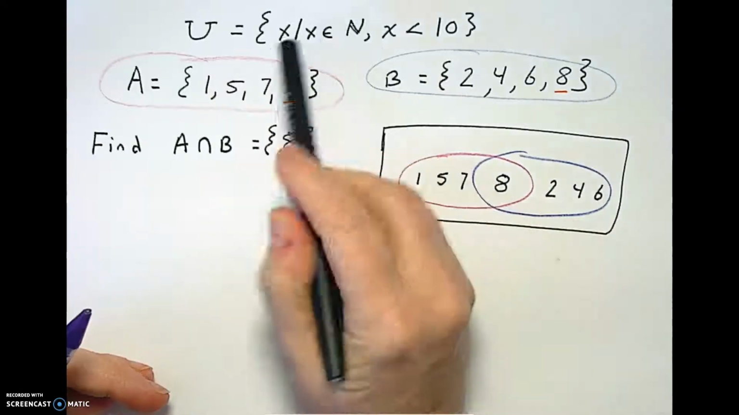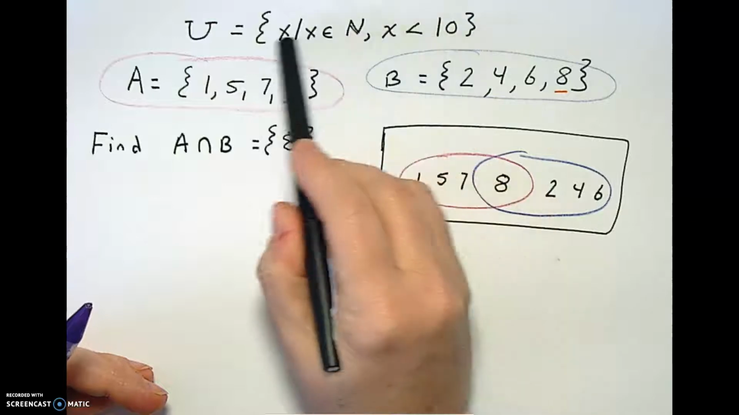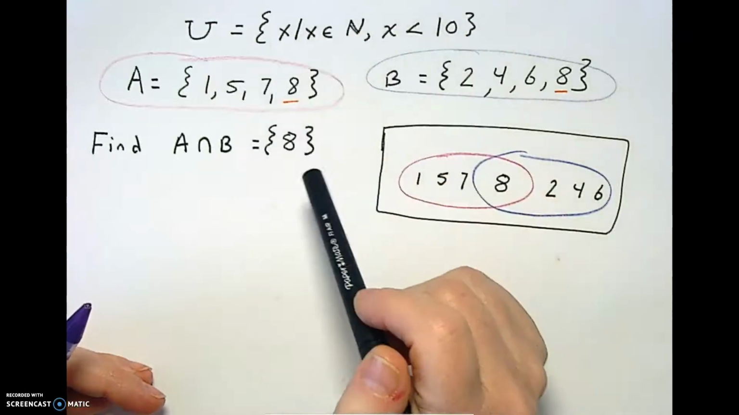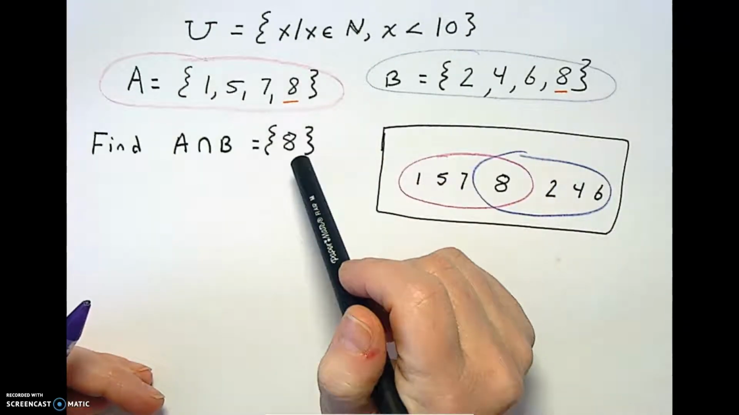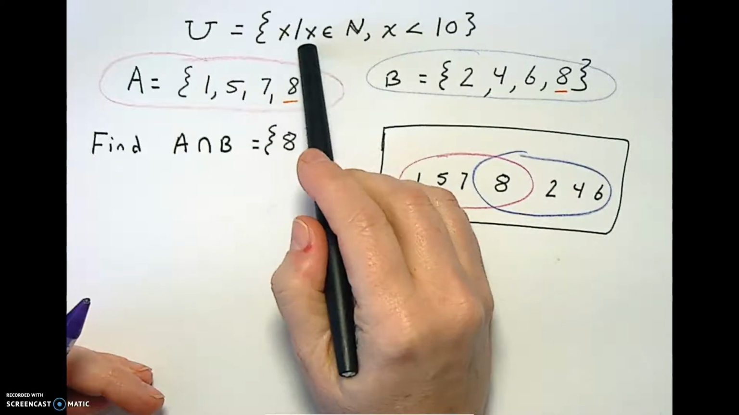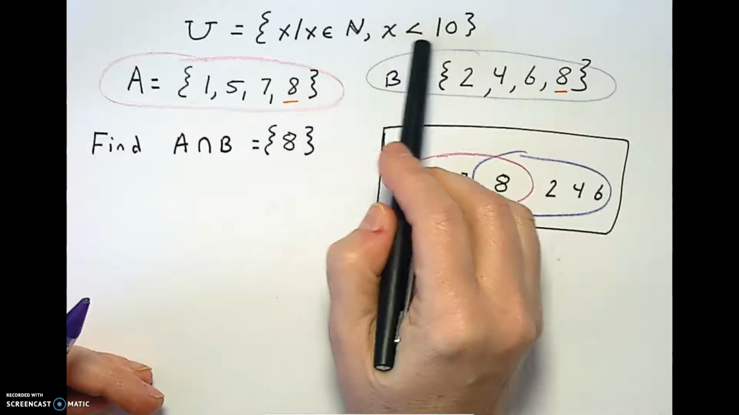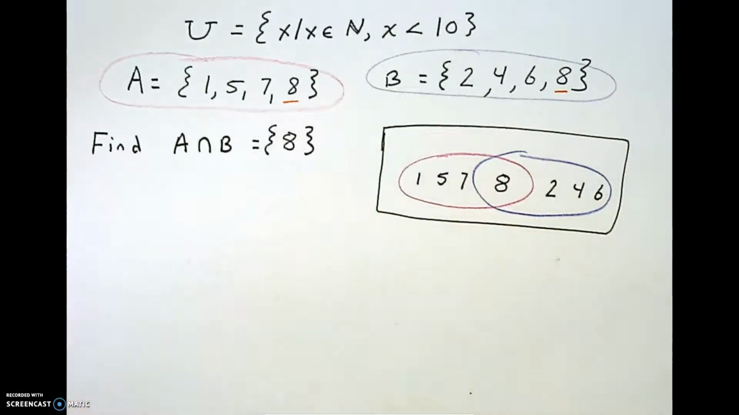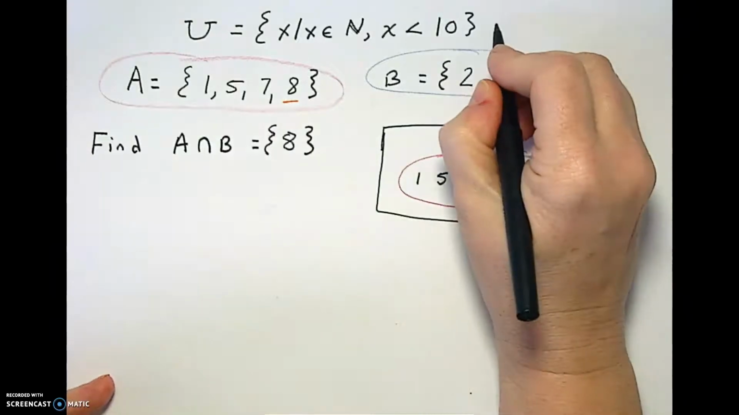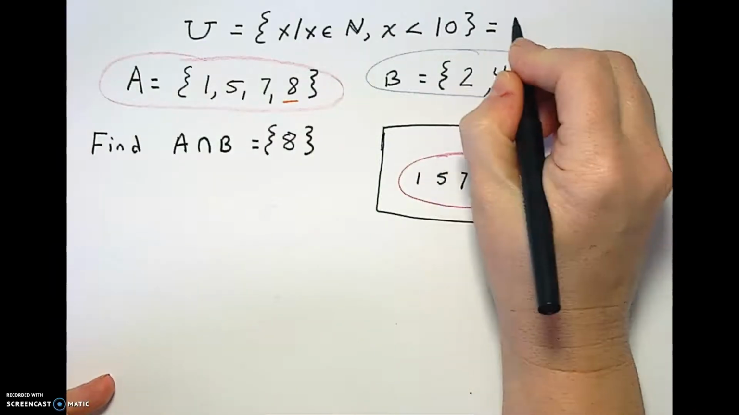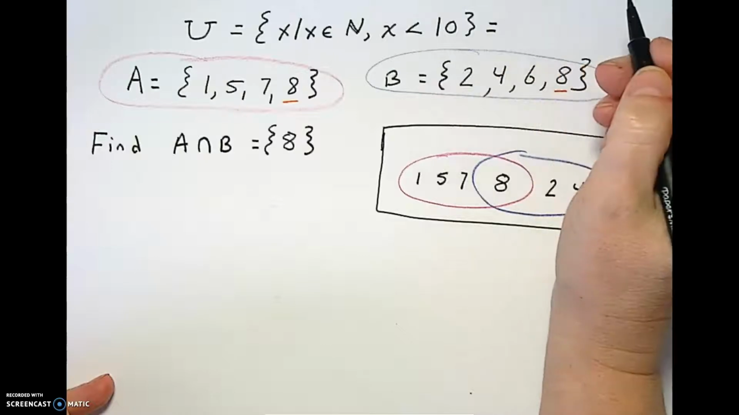So Chris, how do you see this right here? What does this mean to you? That means X such that X is an element of all natural numbers, with X being less than 10. Okay, yeah, you read it perfectly. It's the set builder notation. A lot of people don't like that. The notation I like better is the roster notation.